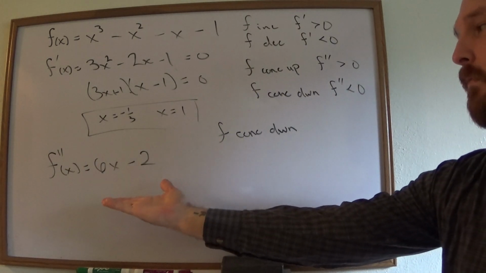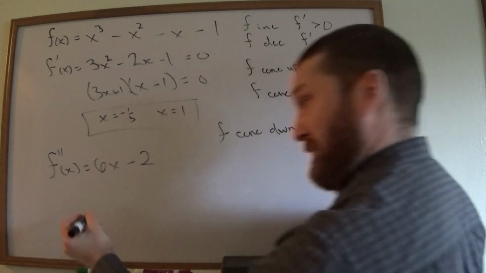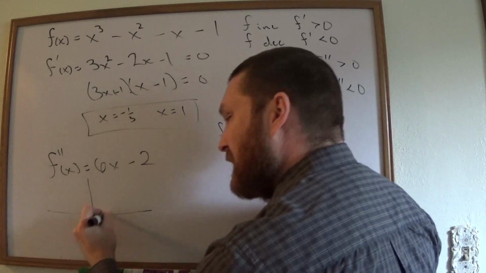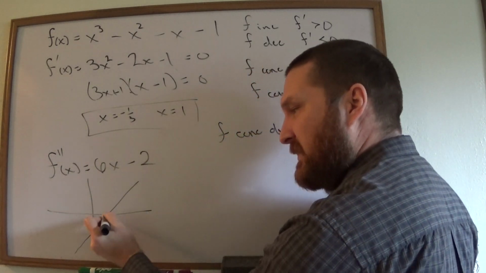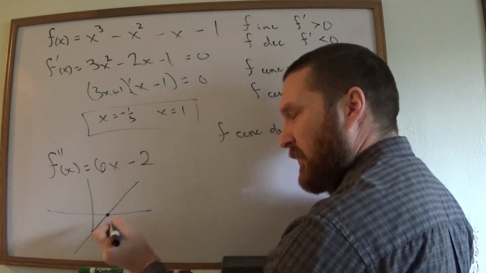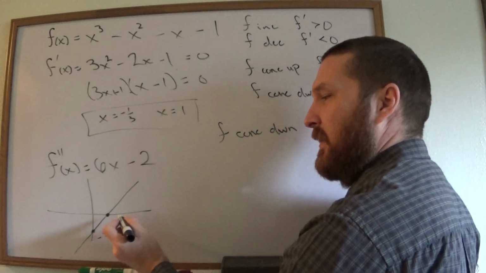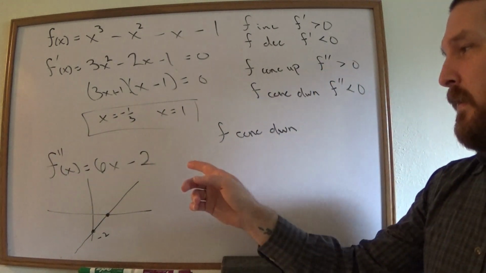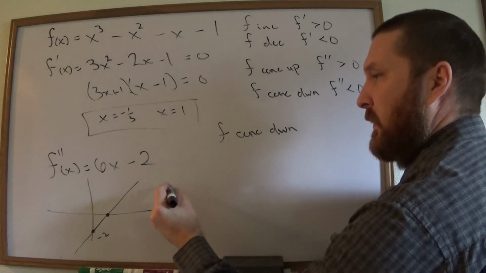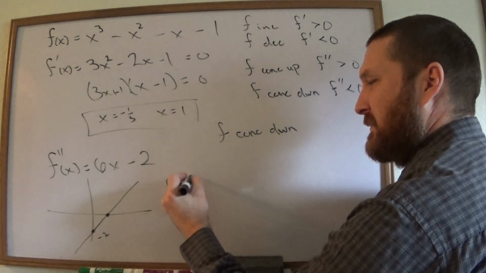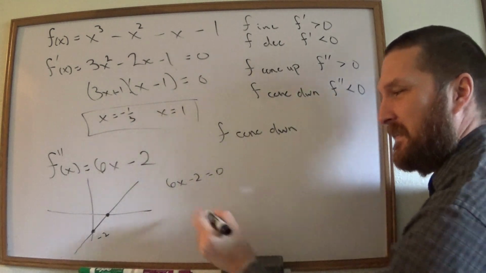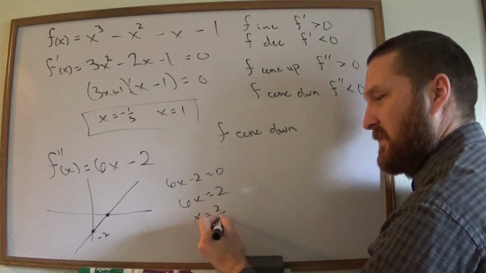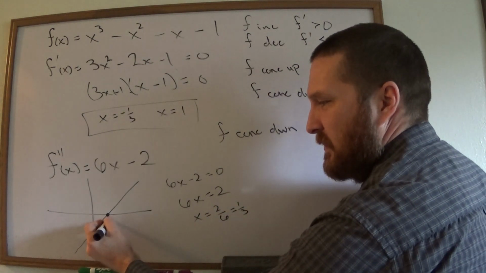Let's graph it. The slope is positive, with a y-intercept of -2. We could answer this easily if we knew what point that was. We have 6x minus 2 equals 0. Solve for x: 6x equals 2, so x is 1/3.